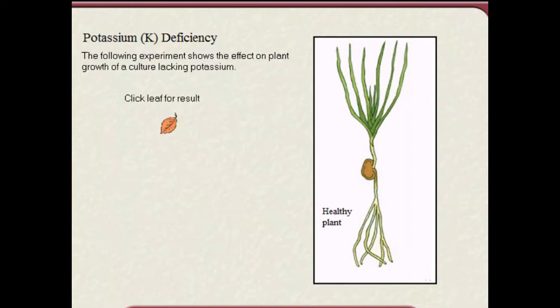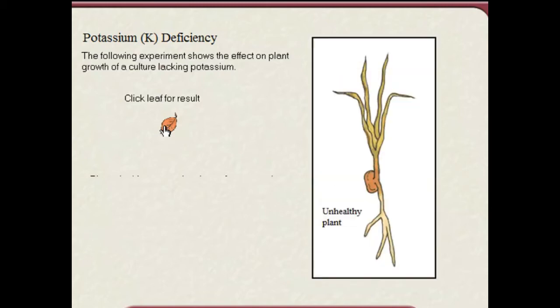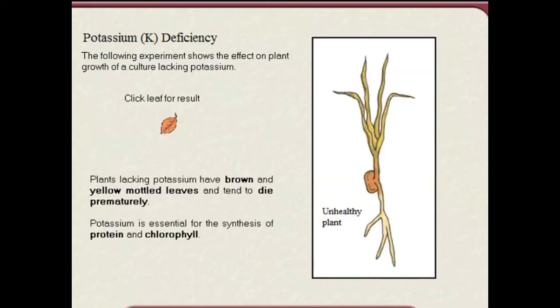Potassium deficiency. The following experiment shows the effect on plant growth of a culture lacking potassium. Plants lacking potassium have brown and yellow mottled leaves and tend to die prematurely. Potassium is essential for the synthesis of protein and chlorophyll.